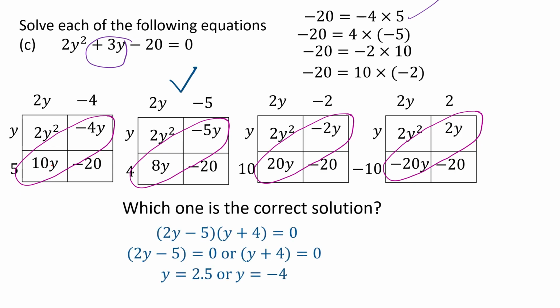So therefore, the two linear factors will be 2y plus 5 and y plus 4. Okay, and then you apply the AB zero product property to solve for the values of y.